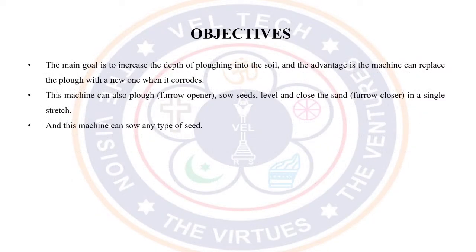Objectives. 1. The main goal is to increase the depth of plowing into the soil, and the advantage is the machine can replace the plow with a new one when it corrodes. 2. This machine can also plow, open furrows, sow seeds, level and close the sand, and close furrows, in a single stretch. 3. And this machine can sow any type of seeds.